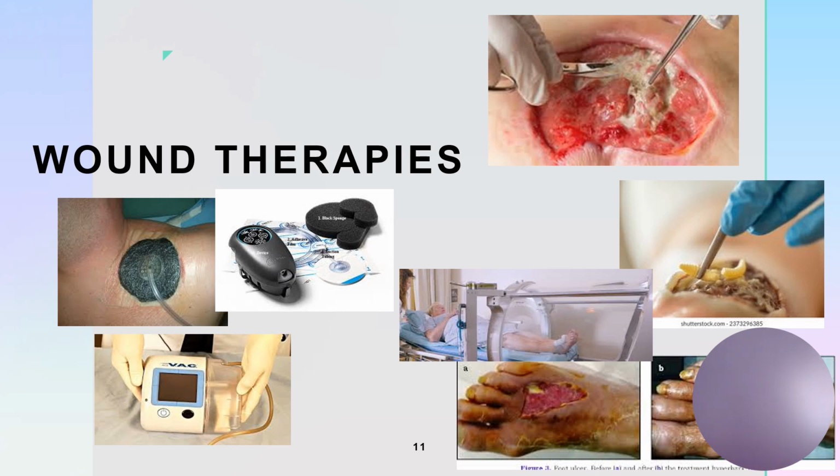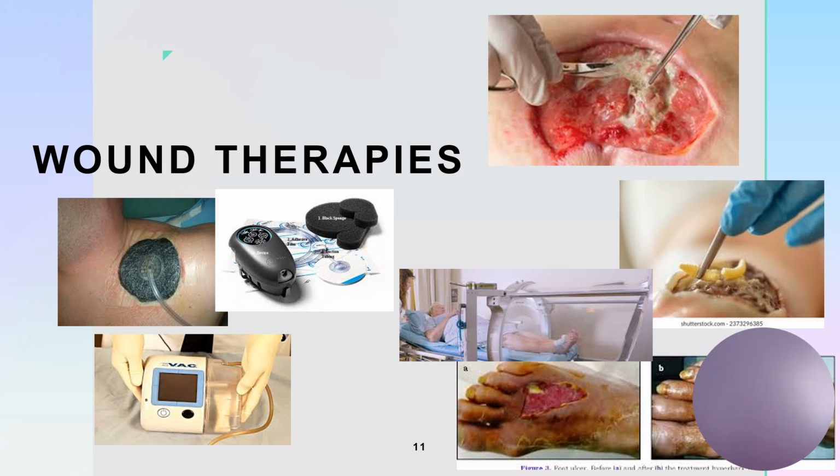We can do the hyperbaric oxygen, which is the picture in the lower right hand. You see them in the hyperbaric chamber, and then you see an example of a wound that was healed using hyperbaric oxygen. And then wound debridement.